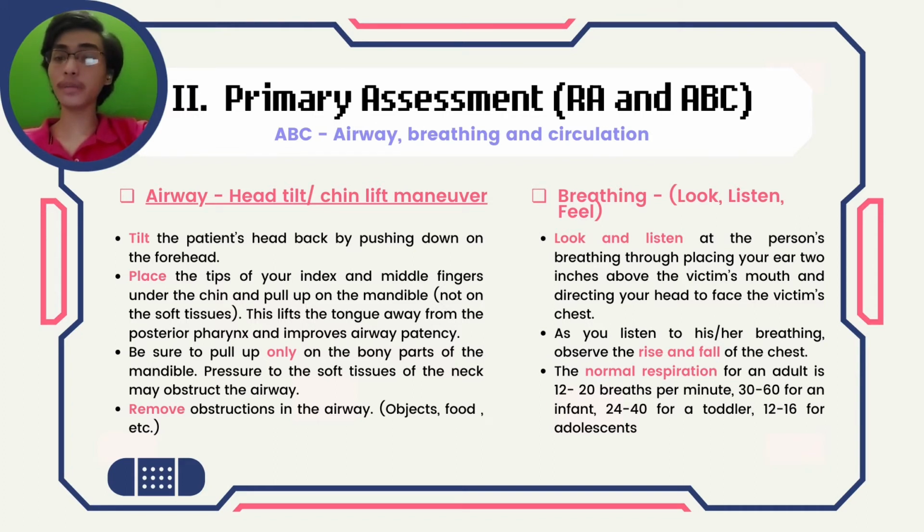The common pulse point to check for circulation would be the radial pulse found on the wrist of the victim. The normal pulse rate varies per age group, but the normal count for a healthy adult is around 60 to 80 beats per minute.